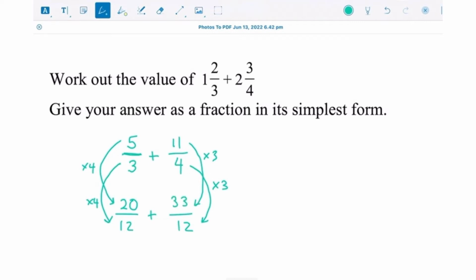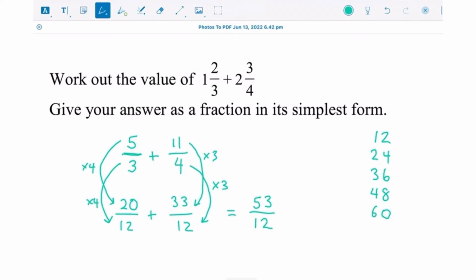And now we can add them together. So because they're both now out of 12, I can add 20, add 33 to get 53 out of 12. Now we're not going to leave it like that because the number on the top is bigger, which means we're going to say how many 12s fit into 53. Well, think about your 12 times table. You've got 12, 24, 36, 48, 60.